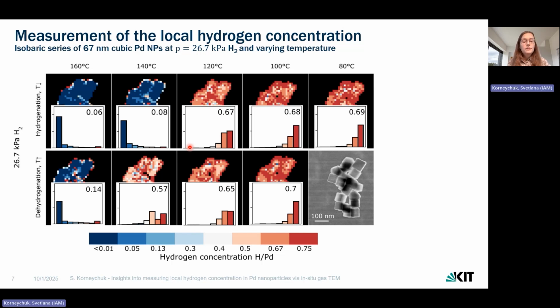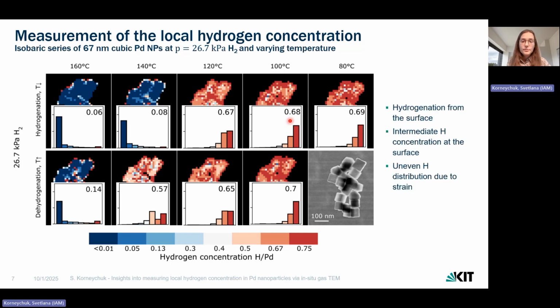Average concentration within the particles in solid solution phase and in hydrate phase is more or less the same. However, hydrogen is getting redistributed within the particle with the temperature change. Hydrogenation starts from the surface, and we also observe intermediate concentration at the surface. And I want to spend a bit more time talking about uneven distribution of hydrogen in the core of the particles, because it can be related to the pre-existing stresses in the nanoparticles.